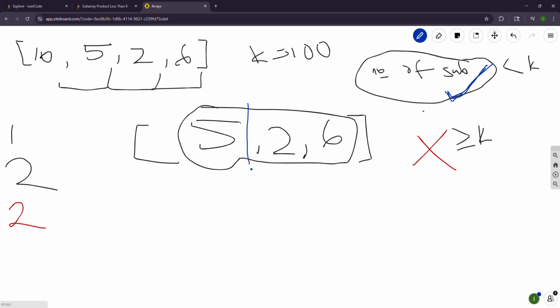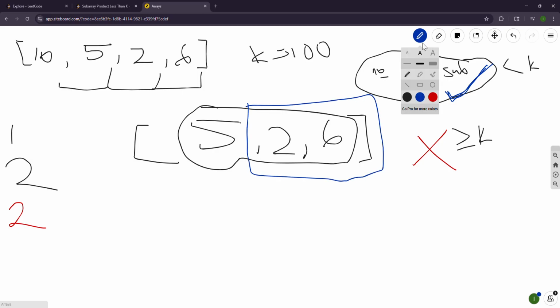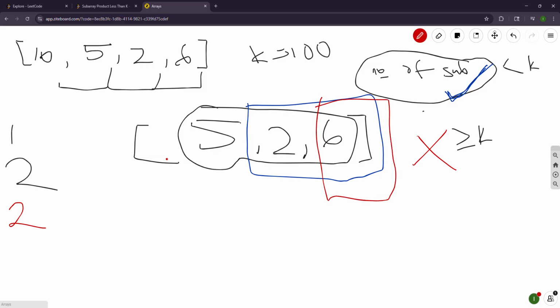We can also take 5. We can also take 2 and 6. That's another valid subarray. And we can also take only 6. So within the subarray, we can form 3 subarrays. In this particular valid subarray, we can get 3 further subarrays from it. So what we do is we write this as well. We have 3 subarrays from this.